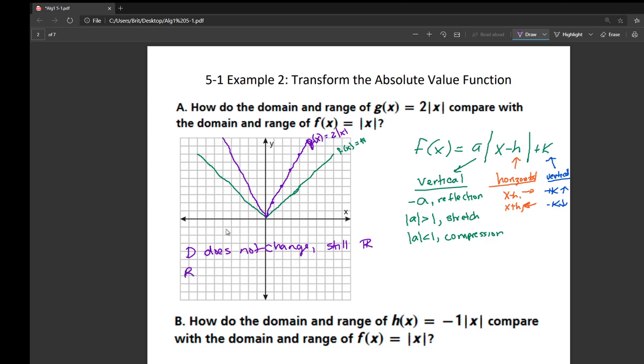So now let's talk about the range. Remember, the range is describing the y values. So this one starts at 0, 0, just like the green one did, and it continues to go up forever. So the range didn't change either.